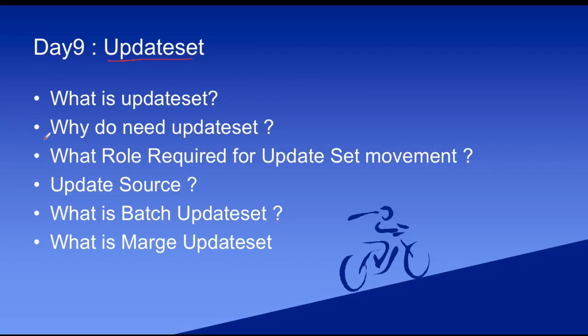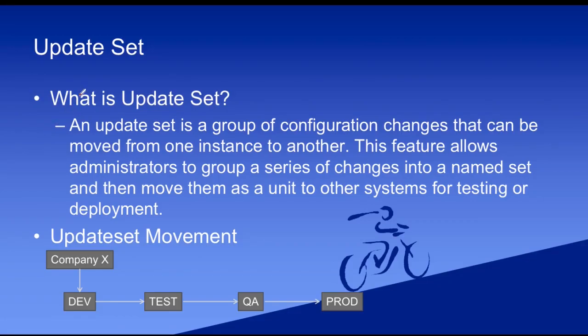So let's understand what an update set is. If you think about it at a high level, an update set is whatever configuration changes I have made, captured in an object, and that object can be moved from one instance to another instance. Let's see the definition. An update set is a group of configuration changes that can be moved from one instance to another instance. That is what I have discussed right now. So an update set is nothing but a group of configuration change settings of ServiceNow.